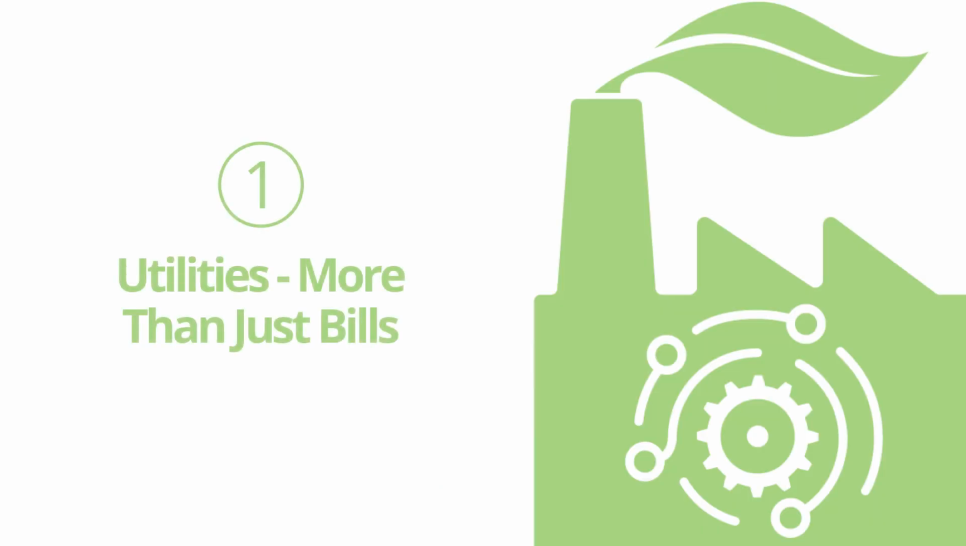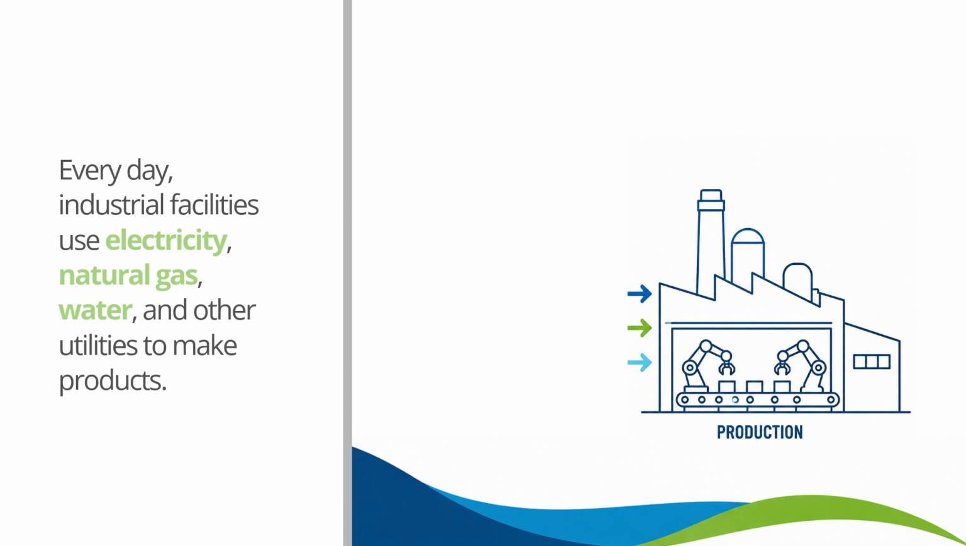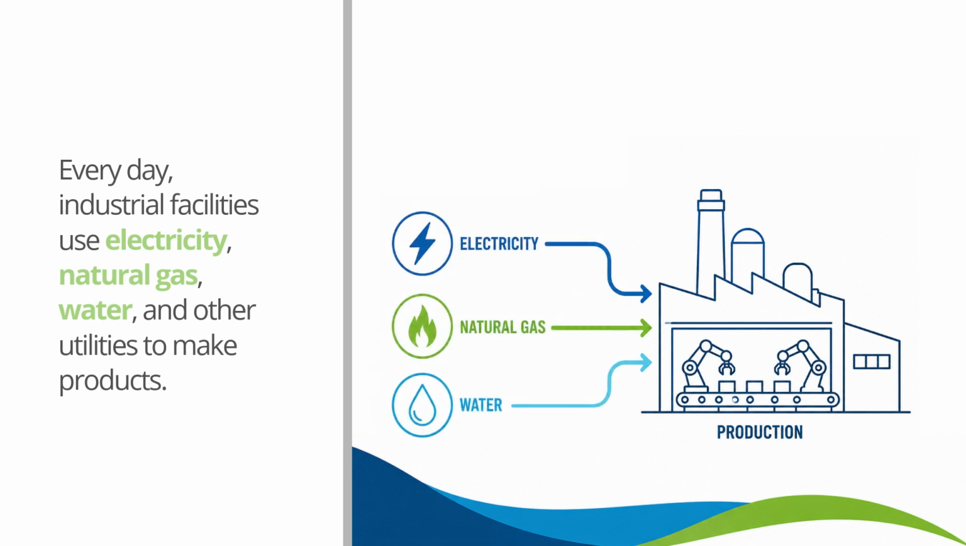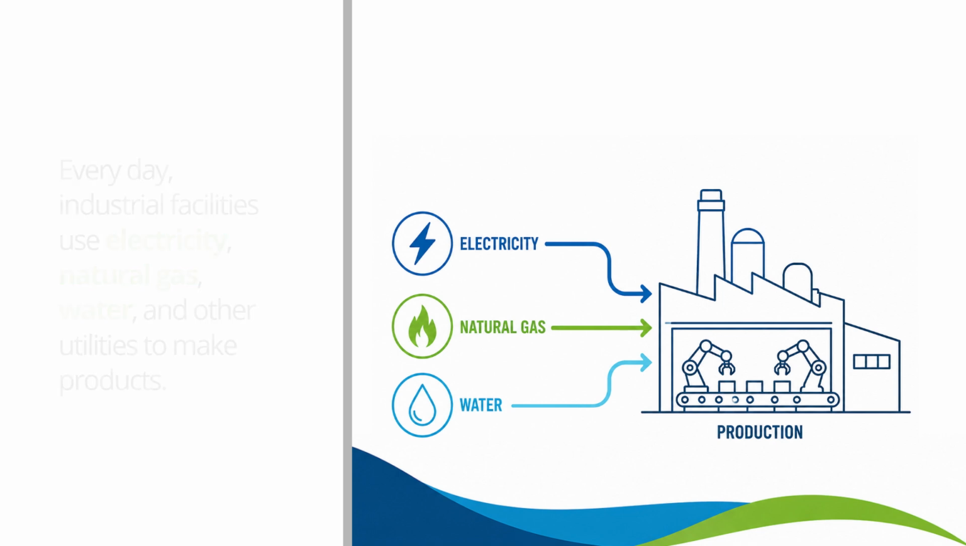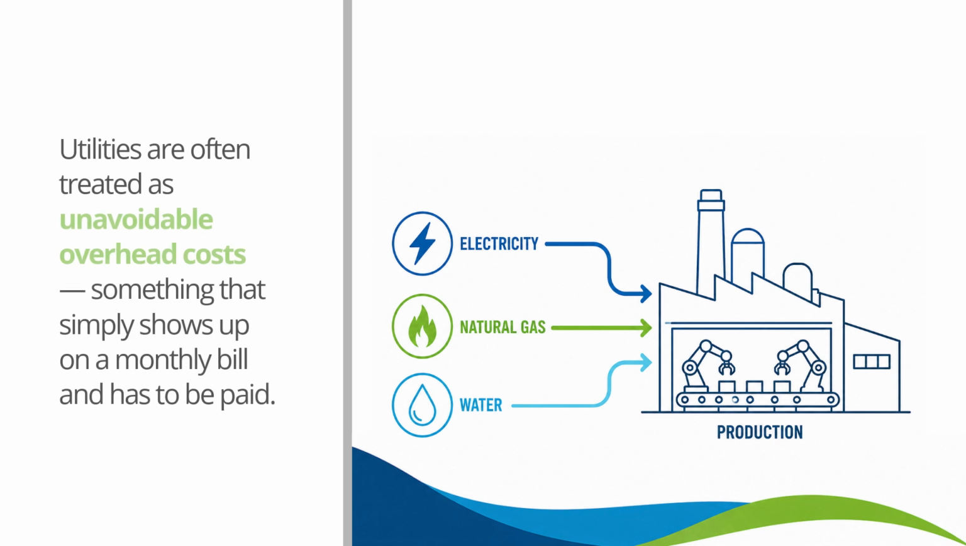Utilities, more than just bills. Every day, industrial facilities use electricity, natural gas, water, and other utilities to make products. As these utilities are essential to nearly every manufacturing operation, they are often treated as unavoidable overhead costs, something that simply shows up on a monthly bill and has to be paid.